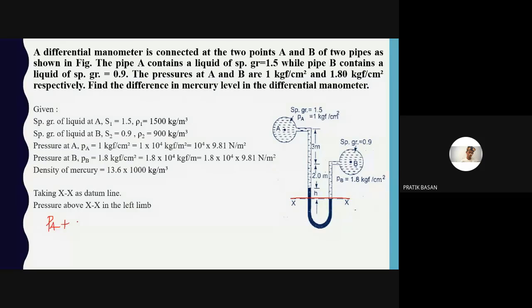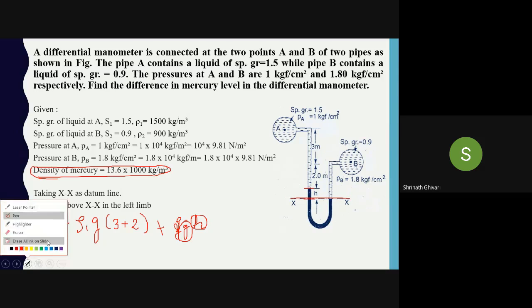Rho 1 g h plus... Rho 1 into g into 3 plus 2. Yes, plus 2. Very good. Then plus, there is one more fluid in the left column, what is it? The manometric liquid, mercury. Who will say it? Rho g into... Yes. Okay, I am denoting this density of mercury as rho g. So rho g into acceleration due to gravity into h. Is it correct, everyone? Is it right or wrong?